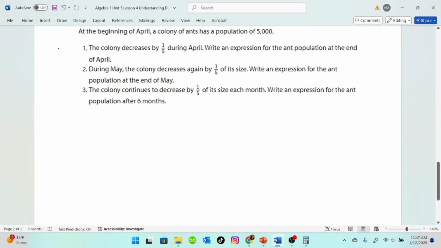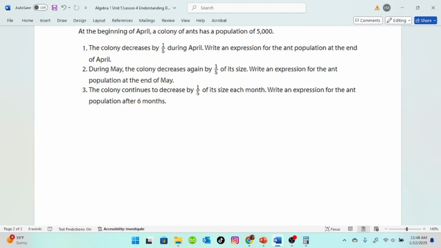Our last practice problem says at the beginning of April, a colony of ants has a population of 5,000. Number 1, the colony decreases by 1/5 during April. Write an expression for the ant population at the end of April.